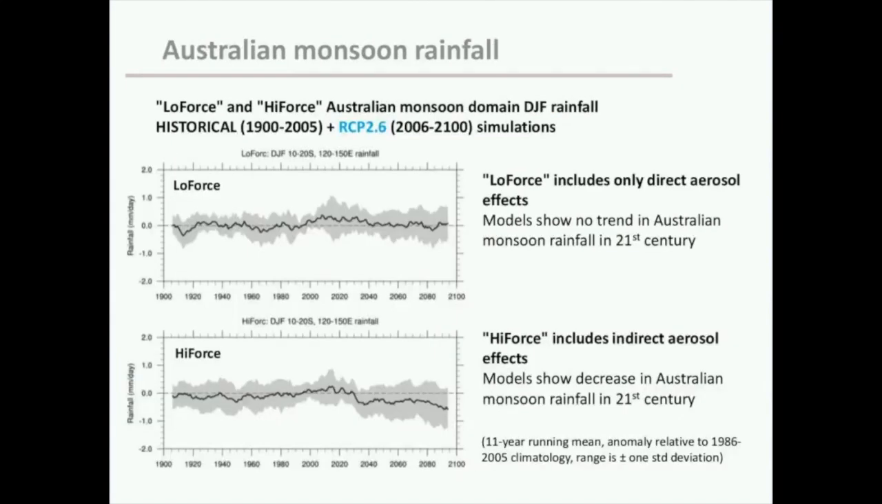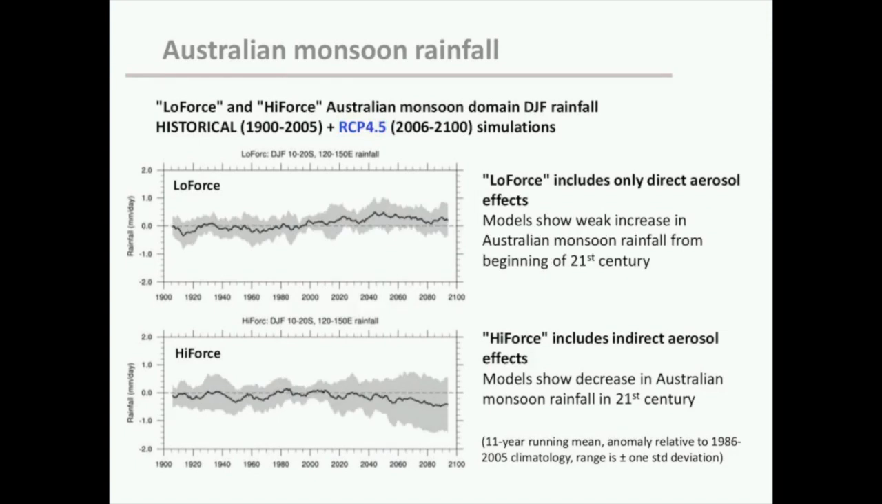So the final question is what's happening over Northern Australia itself. We take the area average rainfall change over a Northern Australian box. The low force models have little trend in the future under 2.6, whereas the high force models are showing a drying trend in the multi-model mean, and a large proportion of models are showing a drying trend. Under 4.5, we now start to see an increase in those low force models, the ones that don't have a lot of aerosol sensitivity, and the high force models are still showing a drying signal.